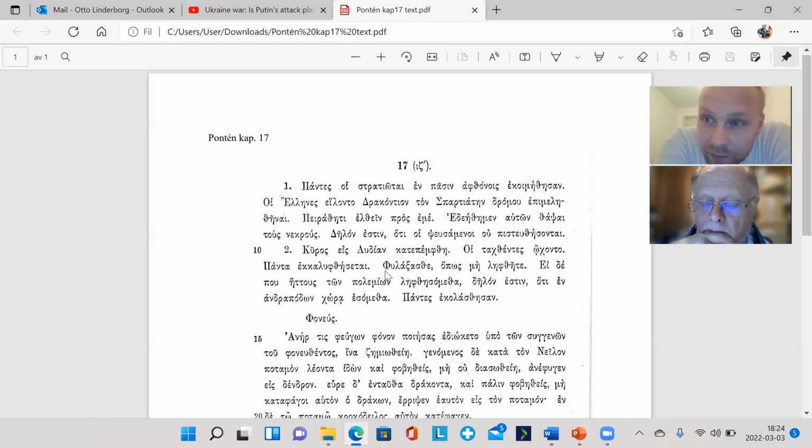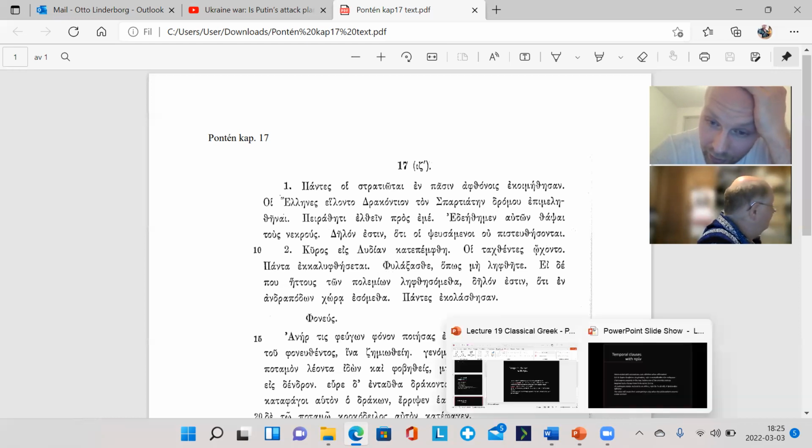So phulaxis is... You can try anyway, yeah. Yeah. I'm just trying to work out the verbs. Philaxaste comes from philattomai, which means I am on my guard, or I take care, or something like this.